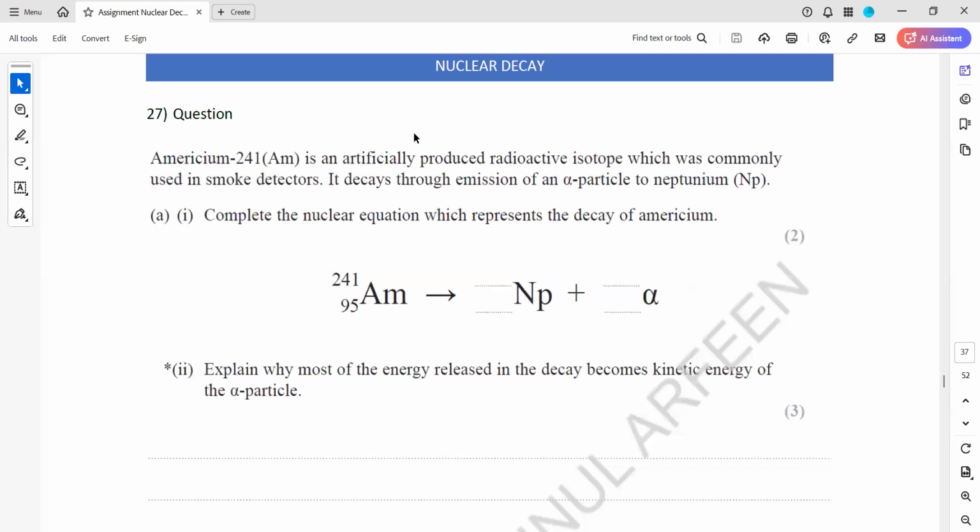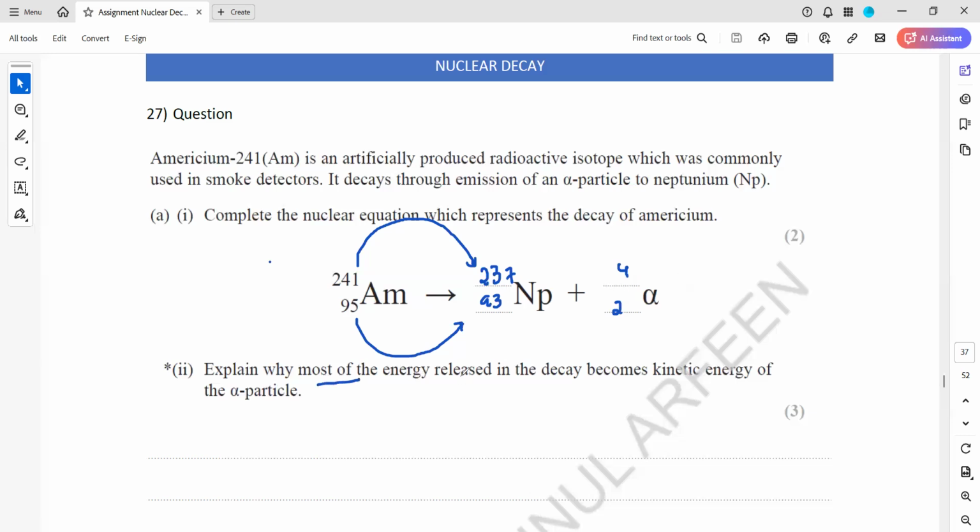Question 27. Americium-241 is an artificially produced radioactive isotope which was commonly used in smoke detectors. It decays through emission of an alpha particle to neptunium. Complete the nuclear equation which represents this americium decay. Whenever there's an alpha decay, the nucleon number decreases by 4, so this will be 237. And the proton number decreases by 2, so this will be 93. And we'll have the symbol for alpha with the representation 4 and 2.